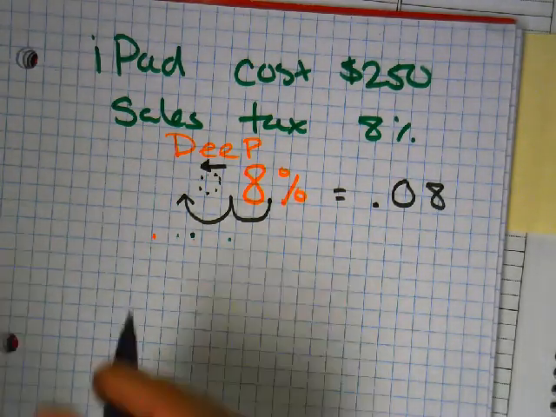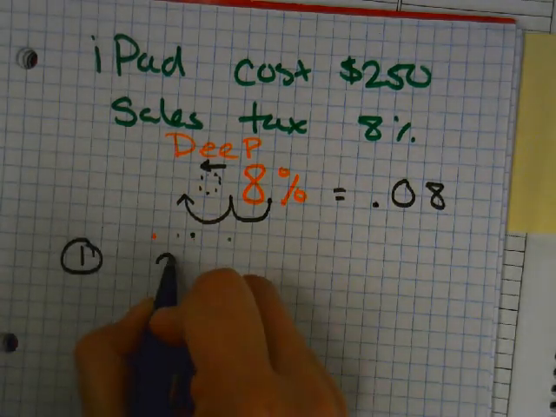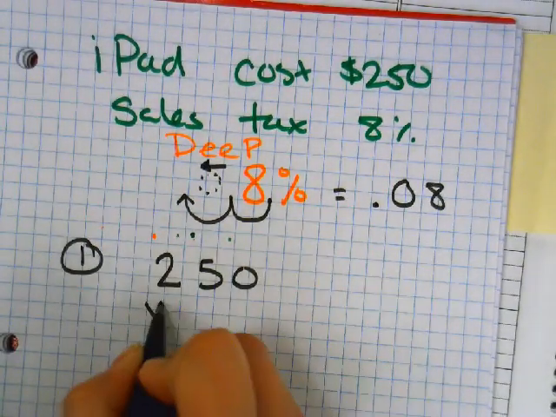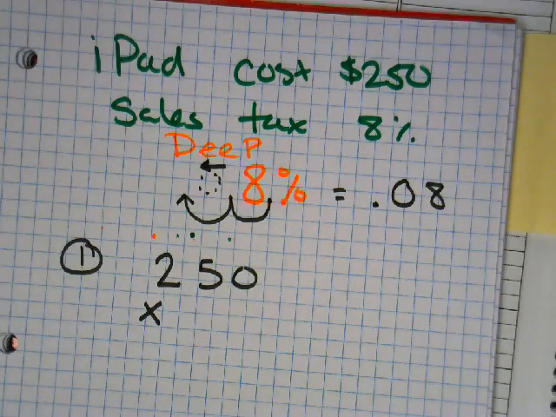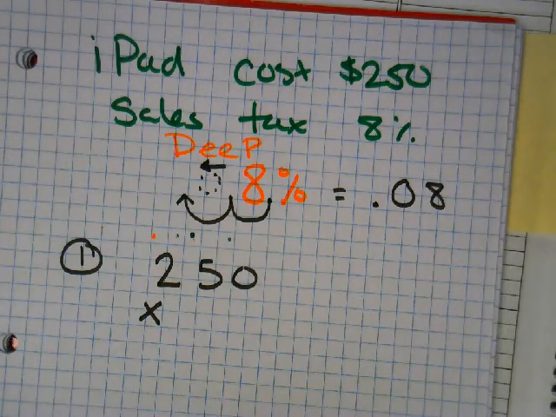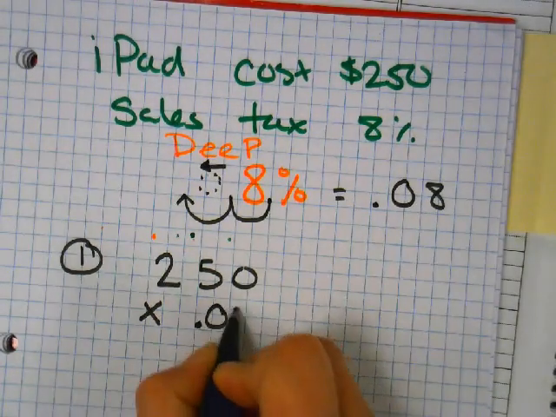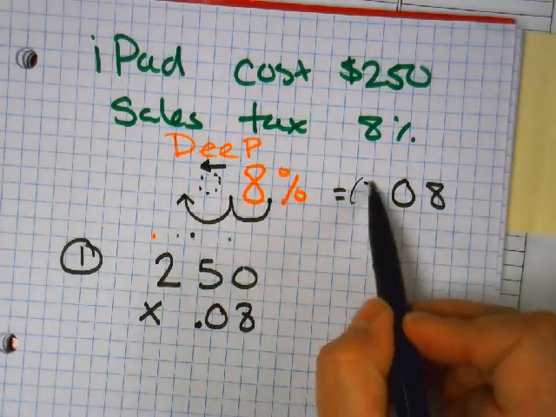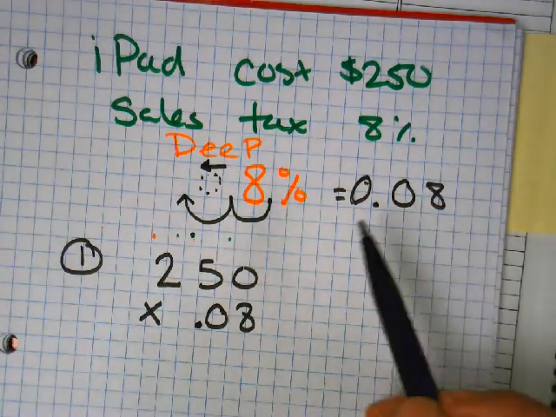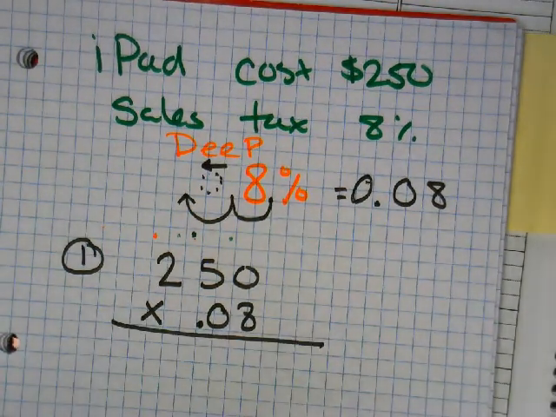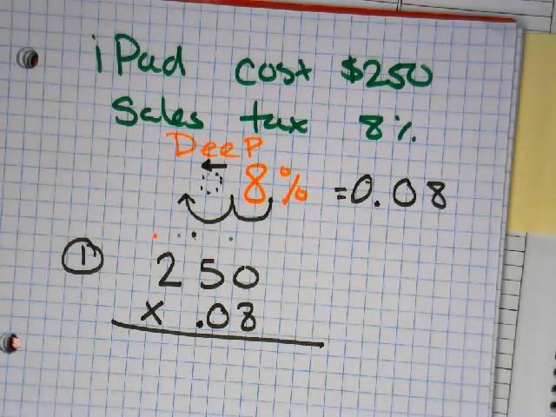All right, what's our first thing? 250 times what? No. 0.08. I usually don't write the 0 here. If you do, yay you. I don't. It's still the same answer. All right, type it into your calculator. Do it now.